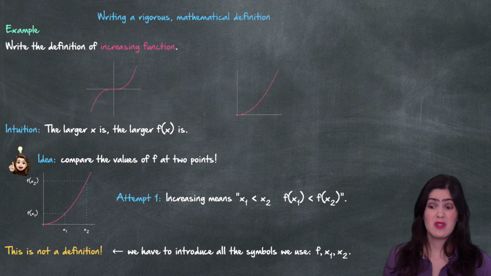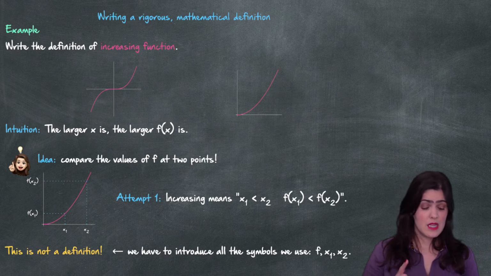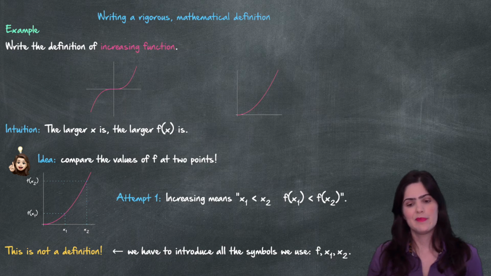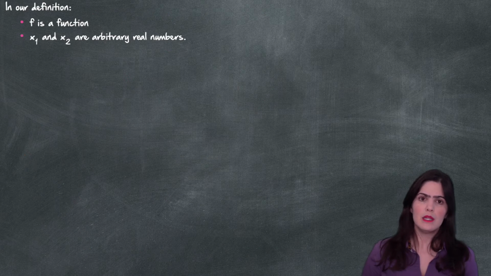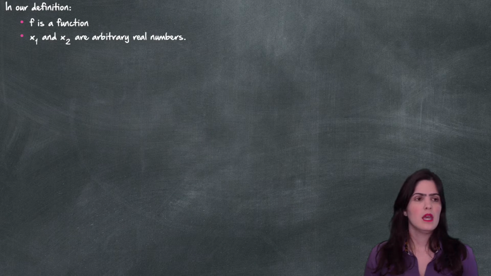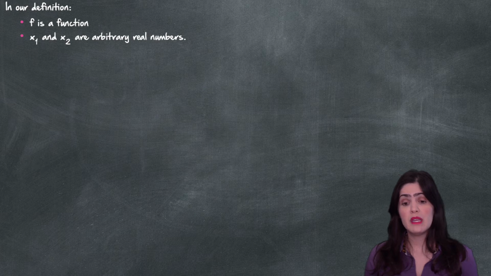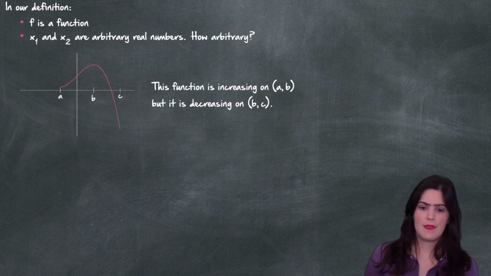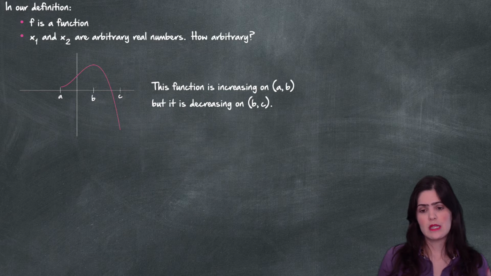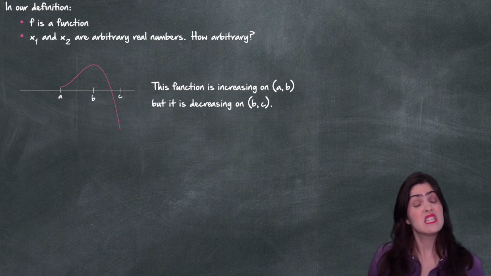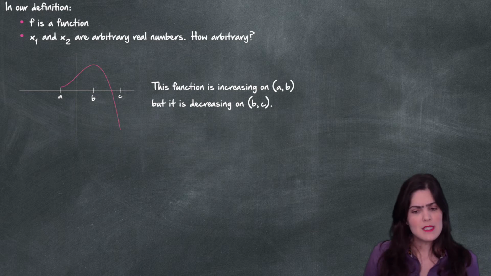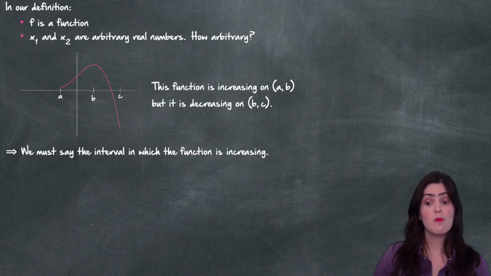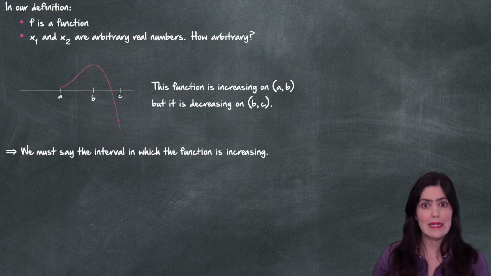To begin with, we have to introduce all the symbols we use. I haven't said what f is, I haven't said what x1 is, I haven't said what x2 is. So, okay, not good. Let's try again. Well, in our definition, we know that f is a function, and x1 and x2 should be arbitrary real numbers, but how arbitrary can they be? Well, let's take a look at this graph. This function is increasing on the interval ab, but it's decreasing on the interval bc. So when we're talking about the notion of a function being increasing, we might say in which interval the function is increasing.